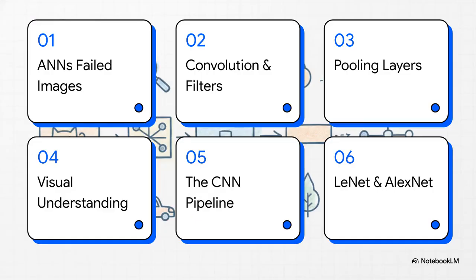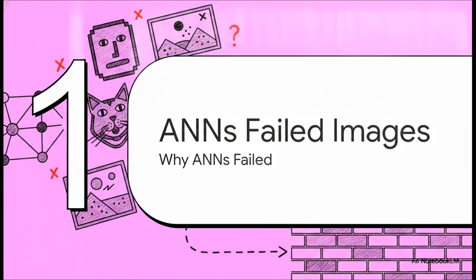Okay, let's jump right into our roadmap for today. We're going to cover why artificial networks failed images, convolution, filters and features, shrinking data with pooling layers, building visual understanding layer by layer, the complete CNN pipeline, and finally, GoogLeNet, AlexNet, and the deep learning revolution. Let's get to it. Starting off with part 1, why traditional artificial networks failed images.